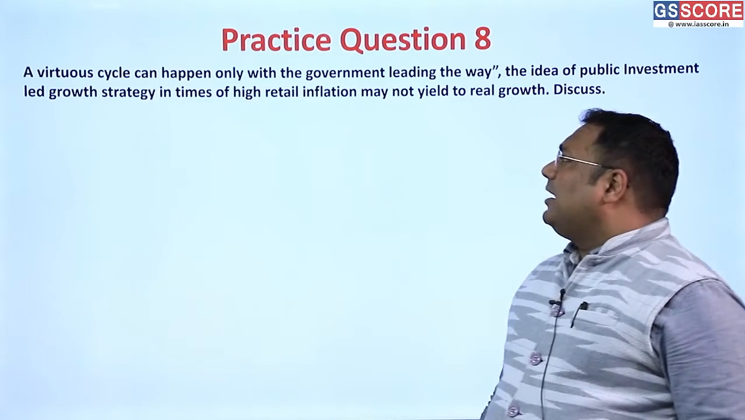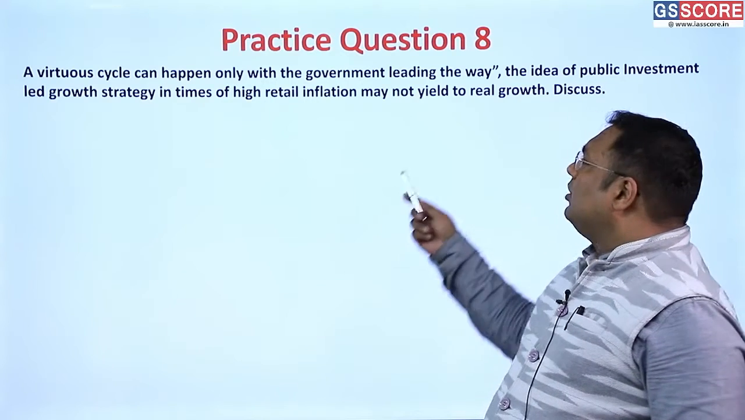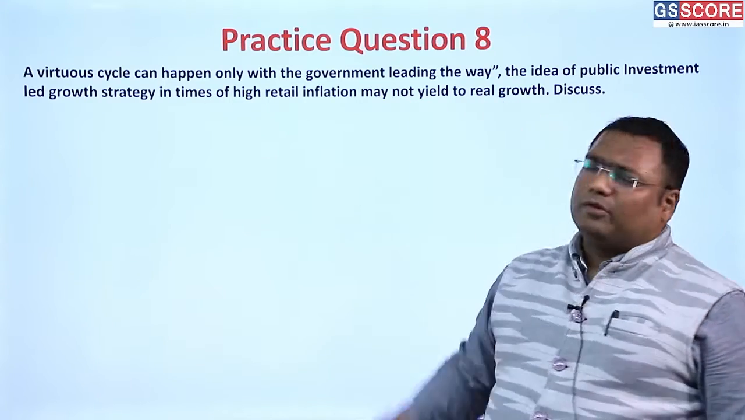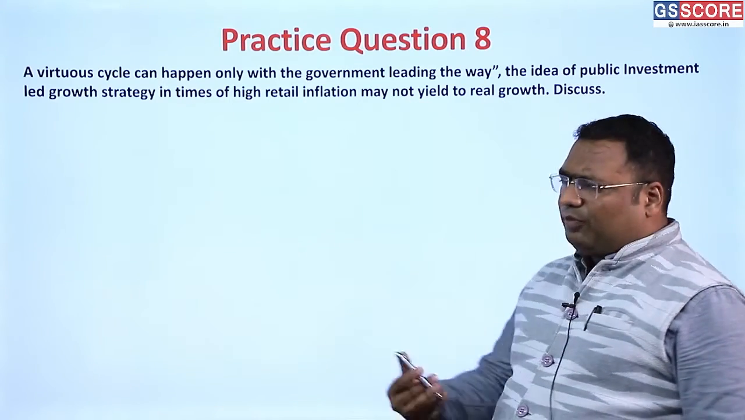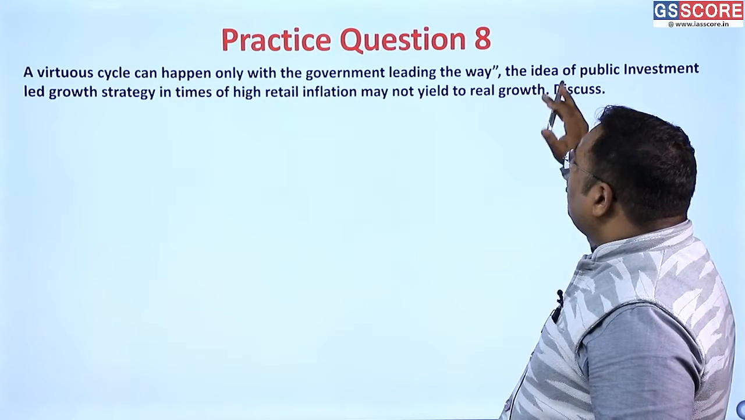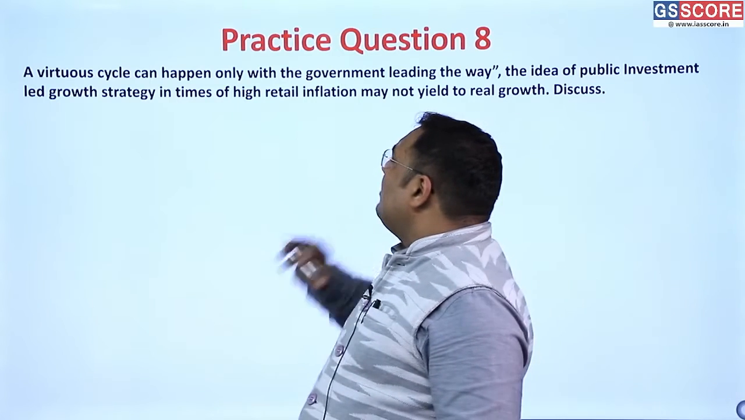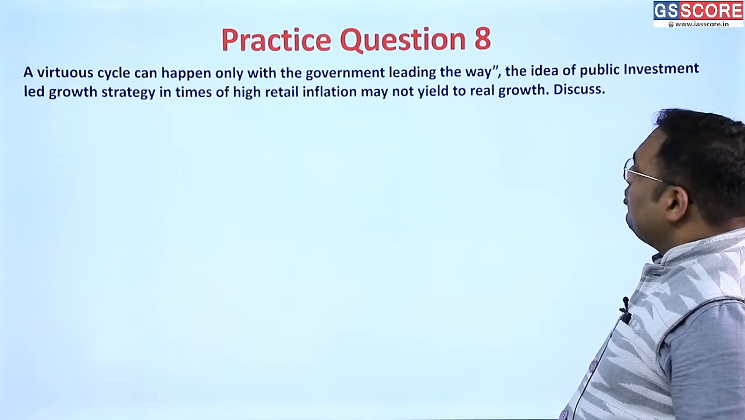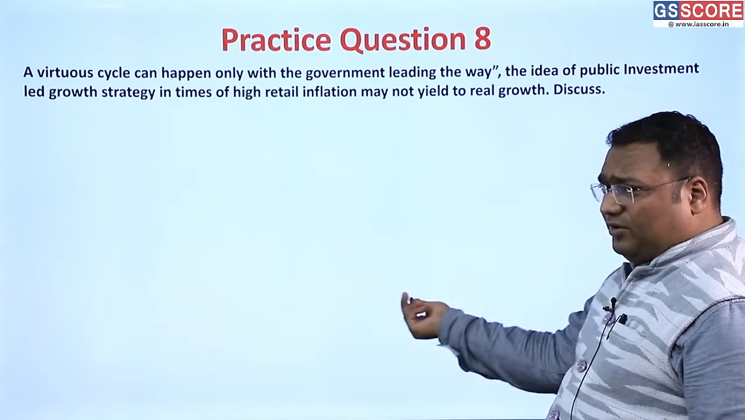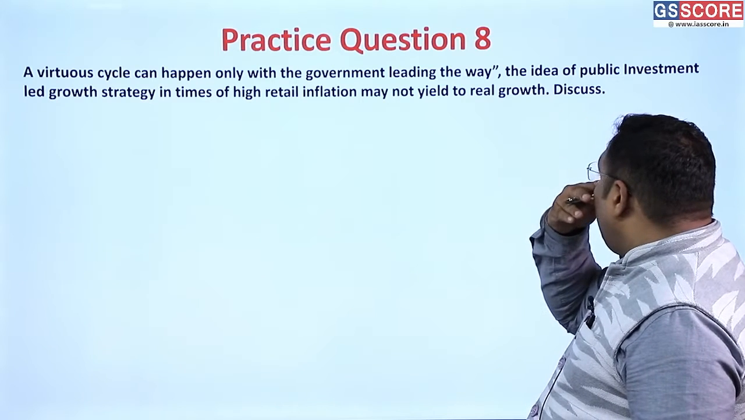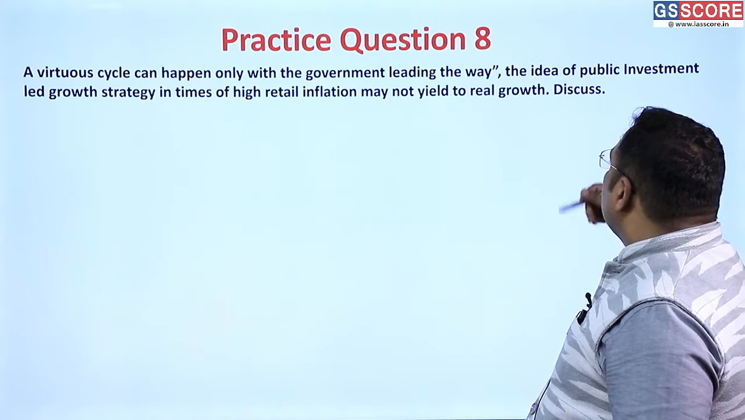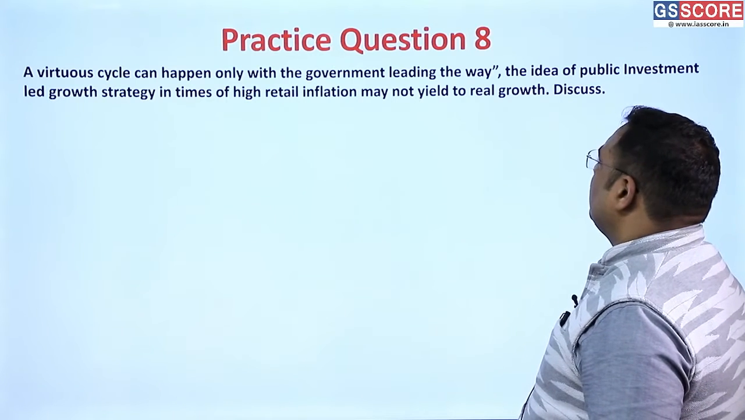A virtuous cycle can happen only... First of all, what is a virtuous cycle? We need to discuss. With the government leading the way means government must have to do something with the virtuous cycle. So when we are explaining the virtuous cycle, obviously we need to talk about the role of government there. The idea of a public investment-led growth strategy in times of high retail inflation may not yield real growth. So first of all, what is this public investment-led growth strategy? What is that strategy? And there is high retail inflation. Is it going to lead to real growth or not? That is something we need to discuss.